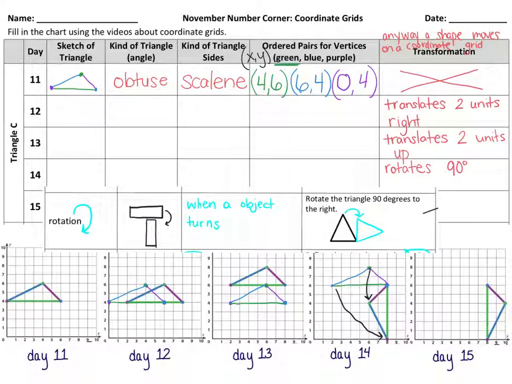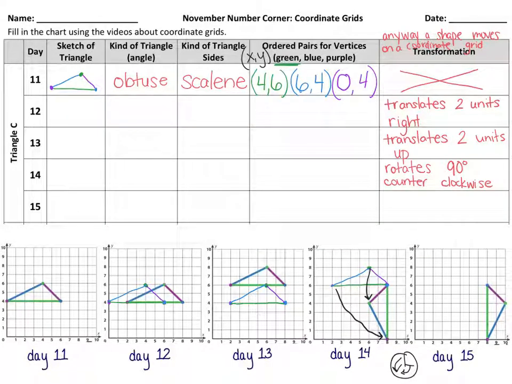And we use the terms, a clock goes like this, and the hands move this way. But in our triangle, you can see that they're going the other way. So if it moves the same way as a clock, we call that clockwise. If it moves the opposite way, we call it counterclockwise. So in our box, we're going to write rotates 90 degrees counterclockwise.